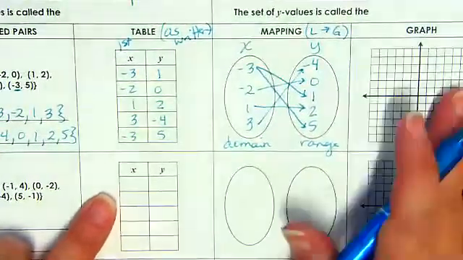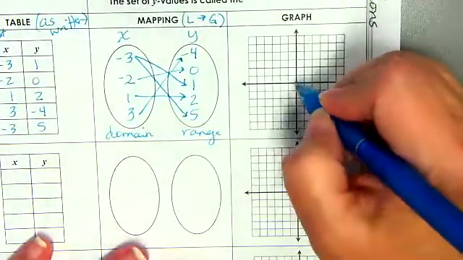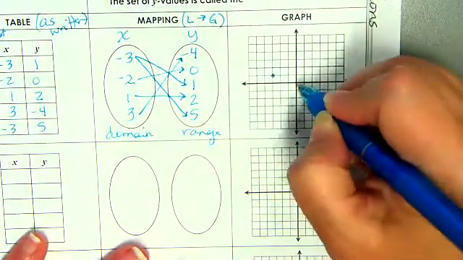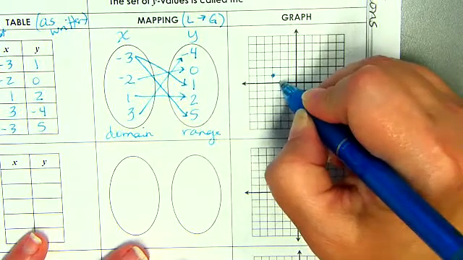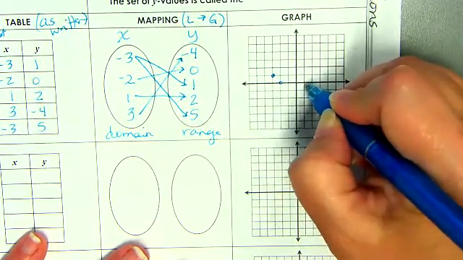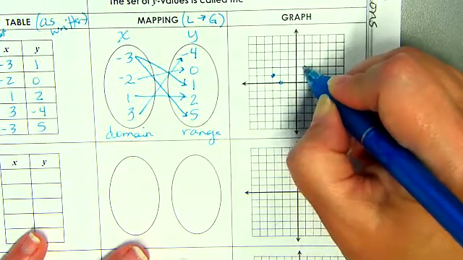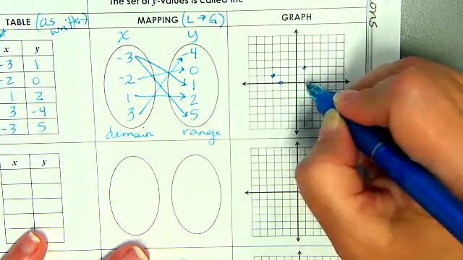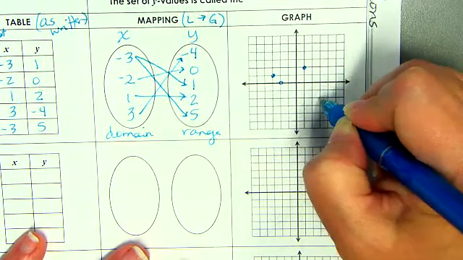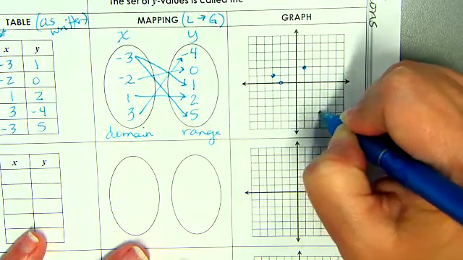And then the graph is where you plot the ordered pairs. We plot them correctly on the graph. So I'm going to have -3, 1. -2, 0. So that's on the x-axis. 1, 2. 3, -4. So that's 1, 2, 3. -4 means I'm going down. 1, 2, 3, -4. There we go.